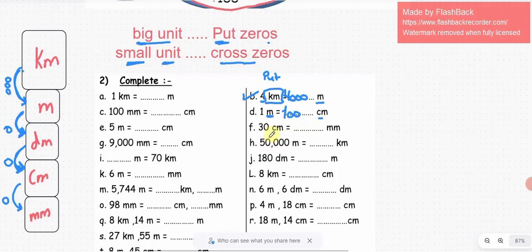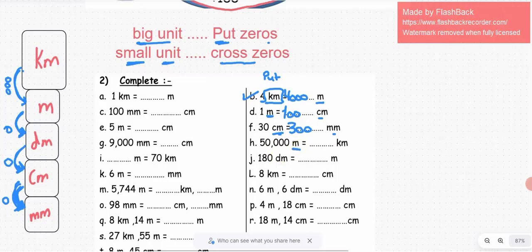Letter F. 30 centimeter equal how many millimeter? I'm starting here with big unit. How many zeros to put? Between centimeter and millimeter, there is 1 zero only. So put 1 zero beside 30 to be 300.